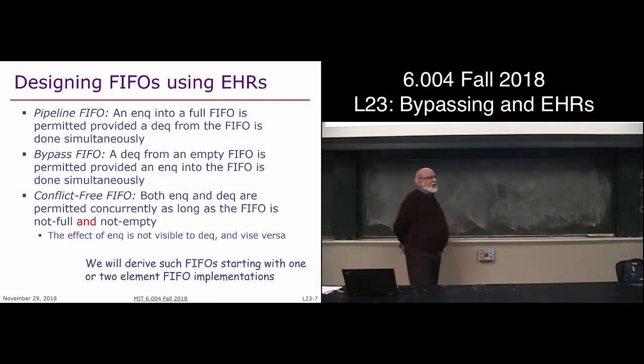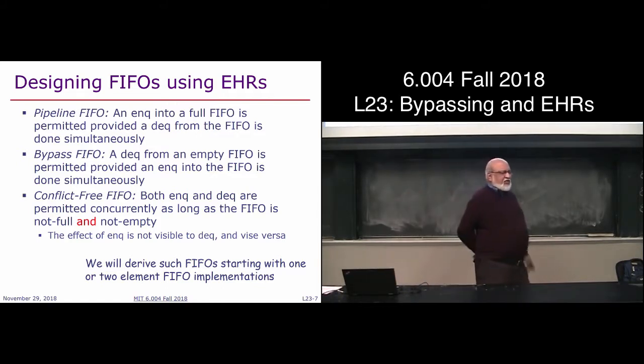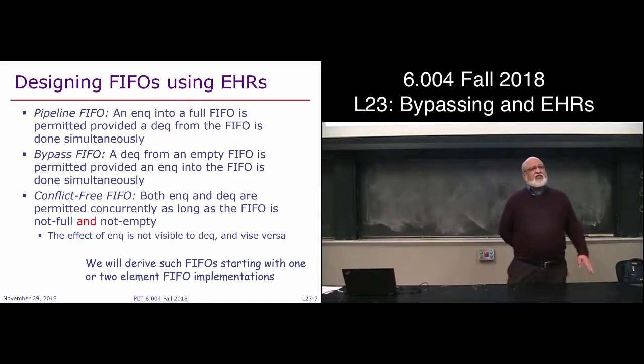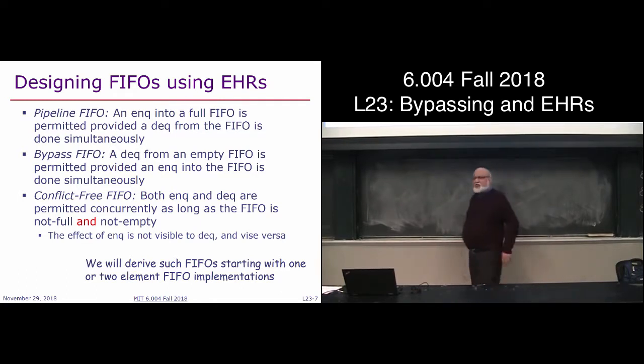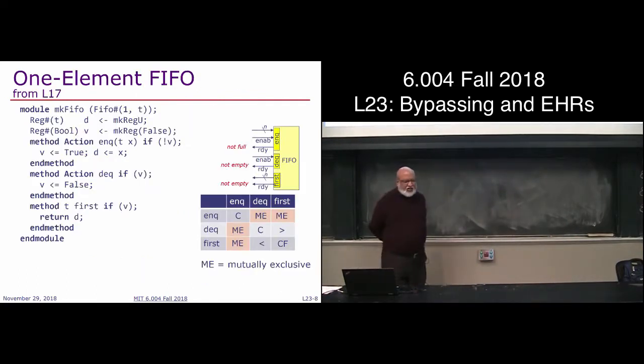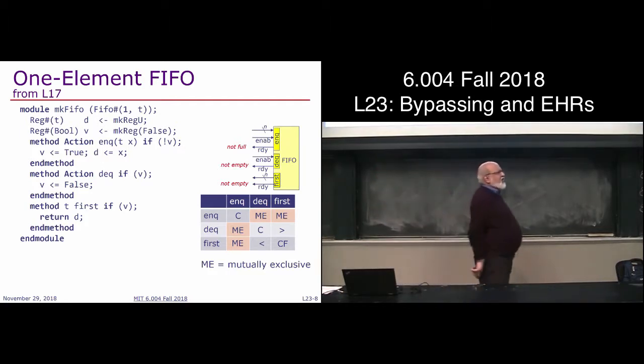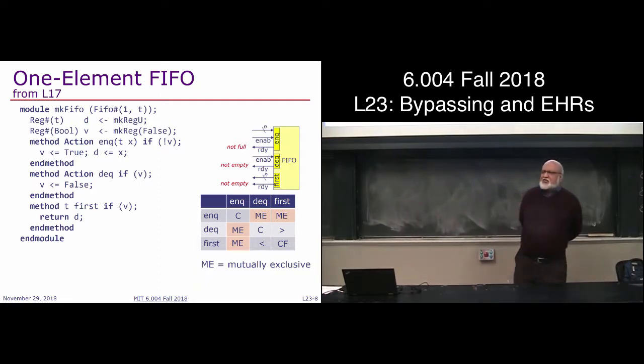What I want to show you is that whatever work you have done so far is already very useful. We can use that and transform those FIFOs in a very systematic way to generate the FIFO of our desire. So let's look at this. This is the one element FIFO from lecture 17 or even earlier. And here's the conflict matrix, where NQ and DQ can't fire together because they are mutually exclusive.